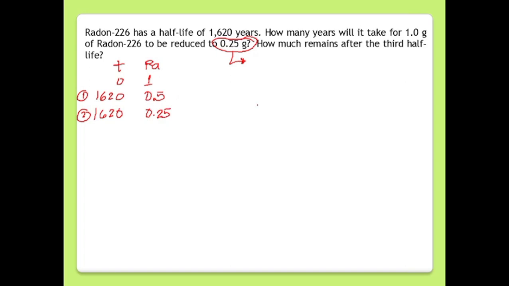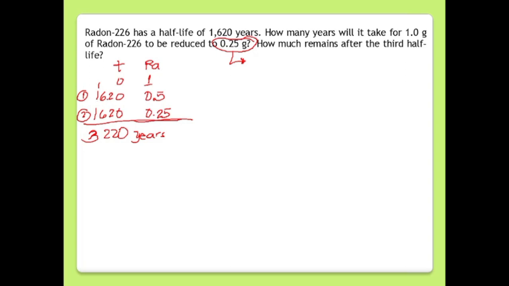Okay, so, eto yung sagot natin. How many years will it take for 1 gram of radon-226 to be reduced to 0.25? So, ilang years? 1,620 plus 1,620, this would be 3,240 years. So, nagkaroon tayo ng dalawang half-life.